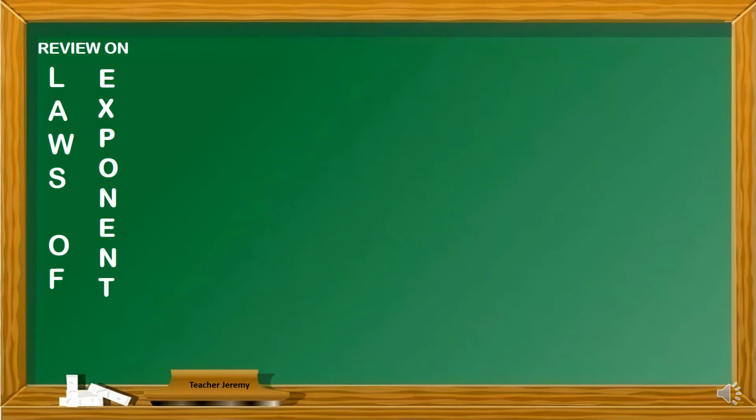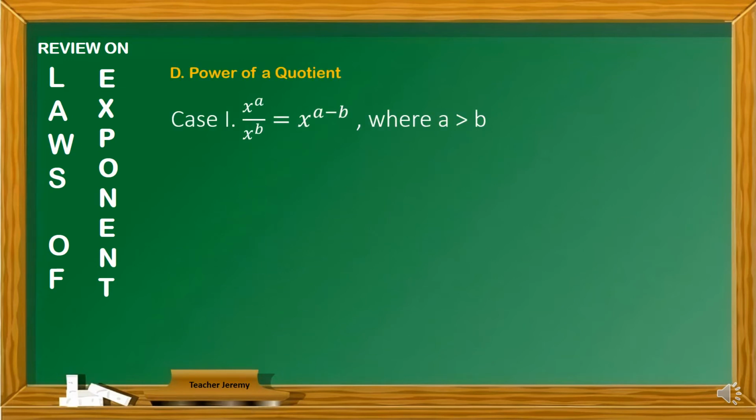Next, we have power of a quotient. We have two cases here. Case number 1, x raised to a over x raised to b is equal to x raised to a minus b, where a is greater than b. If the exponent of the numerator is greater than the denominator, just subtract the exponents. For example, x raised to 9 divided by x raised to the 5th power. Since they have the same base, 9 minus 5 is 4. Therefore, the quotient is x raised to the 4th power.